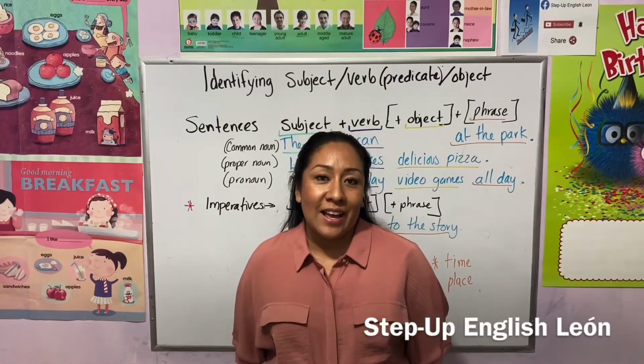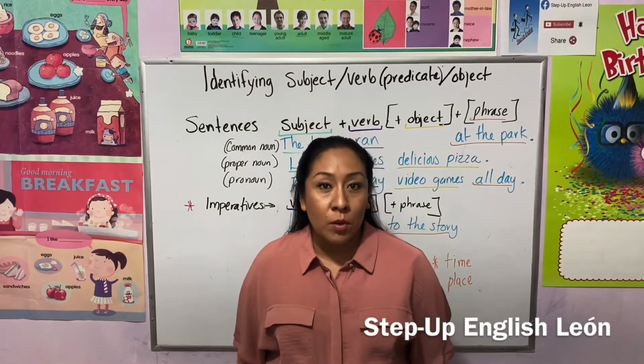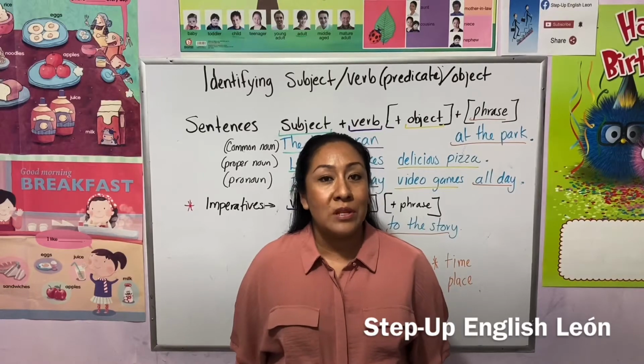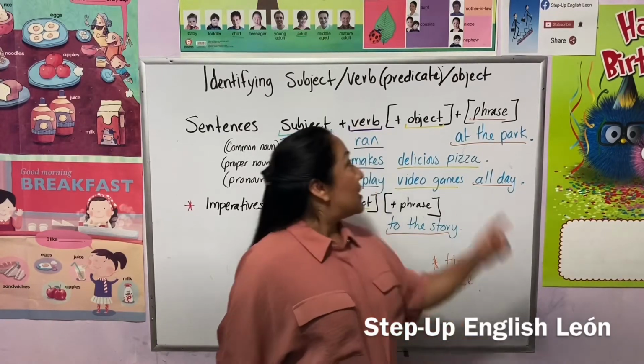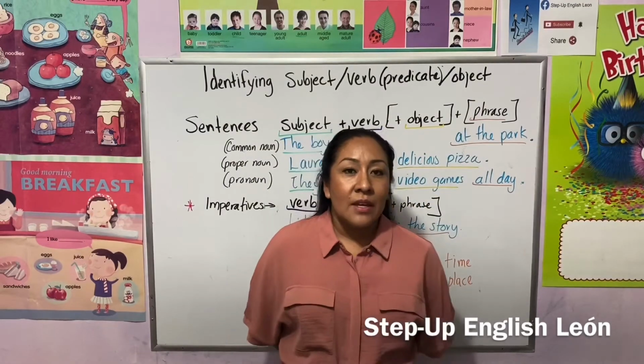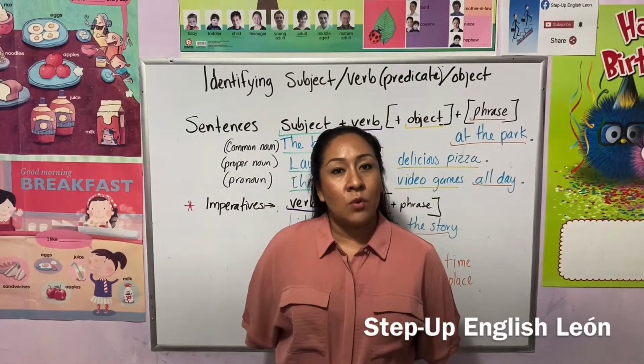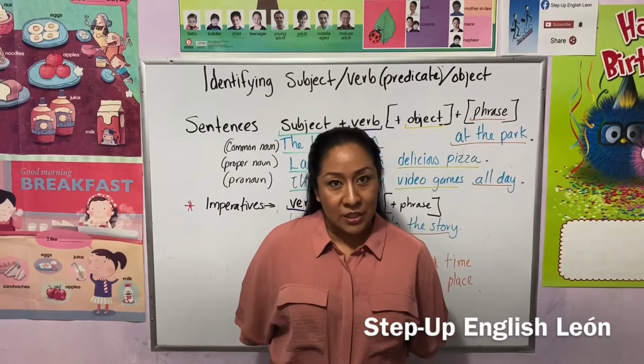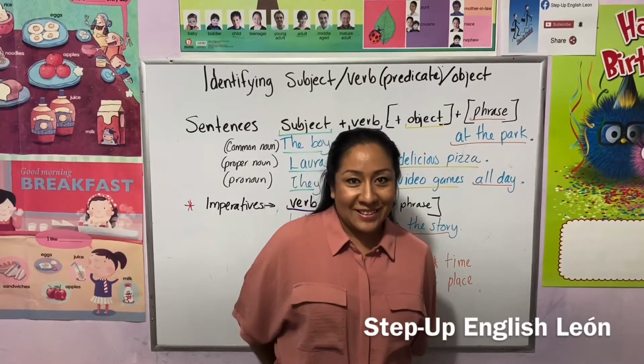Hello everyone, I'm teacher Maricoco, and today we will be learning how to identify the principal parts of a sentence: subject, verb or predicate, and objects. This is very important, especially if you are preparing to do an official English exam. So let's begin.